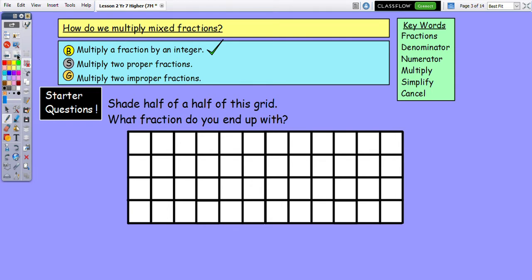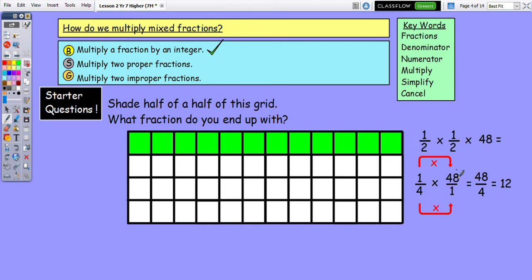Bit of a starter question. I'd like you to pause the video and shade half of this grid and tell me what fraction you get. There you go. Good. Half of a half is 12. Okay, so you should have shaded 12 squares. And if you look what I've done, I've written the question as a mathematical statement. Okay. So shade half of this grid actually looks like this, a half of 48, which is the grid.